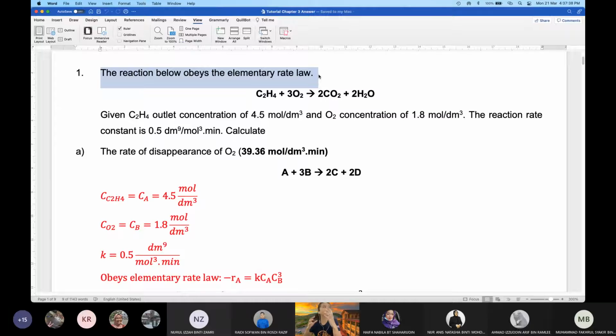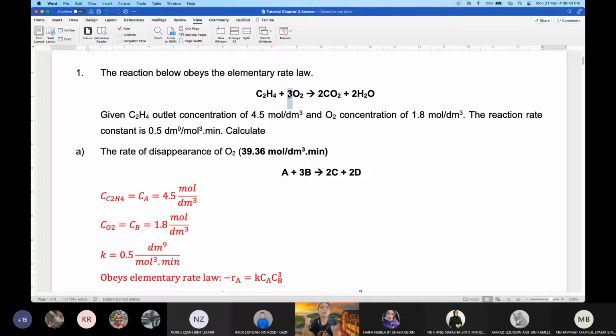Okay, so just remember, it is elementary rate law if and only if the question or the literature states that the reaction obeys elementary rate law. Then the reaction order of each reactant is equal to the stoichiometric coefficient. For example, in this case, we have 2 reactants, C2H4 and O2. Since the stoichiometric coefficient for C2H4 is 1, it is first order with respect to C2H4. And because the stoichiometric coefficient of oxygen gas is 3, the reaction is third order with respect to O2. Overall, this is a fourth order reaction.